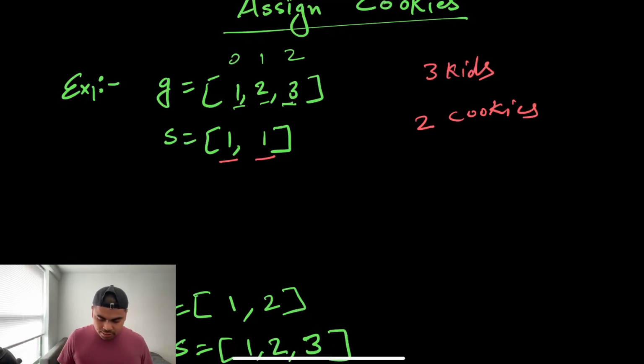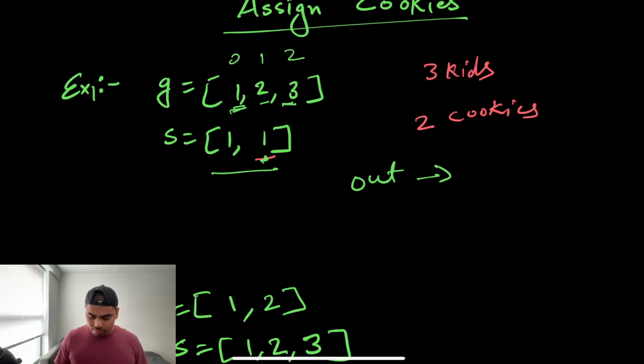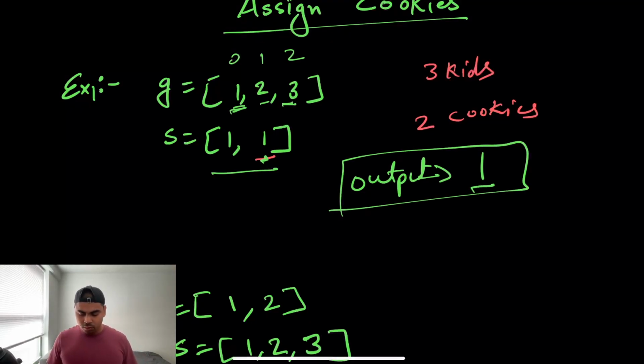What I mean to say is that the size of the first cookie is just 1, and the second cookie is also 1. So we can only satisfy one kid, we can't satisfy any more kids. Our output would be 1, because we had 2 cookies of size 1, and there was only one kid that has the greed factor of 1. So we could only satisfy this pair.